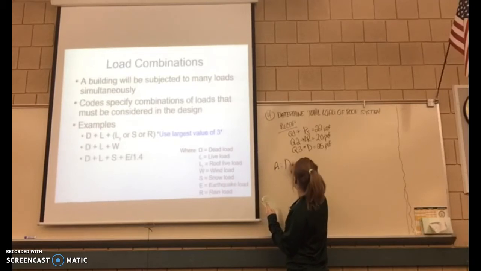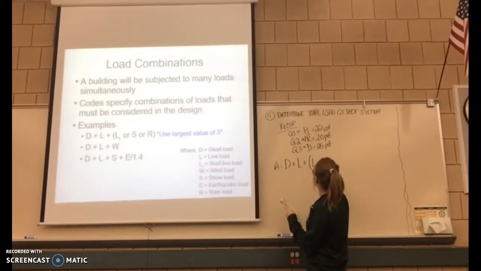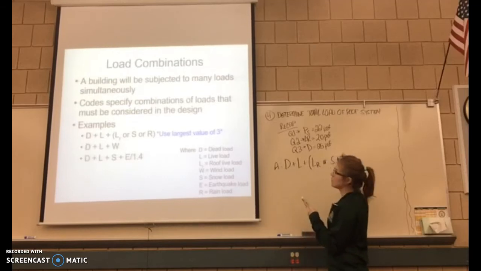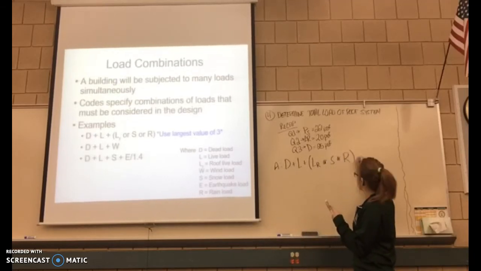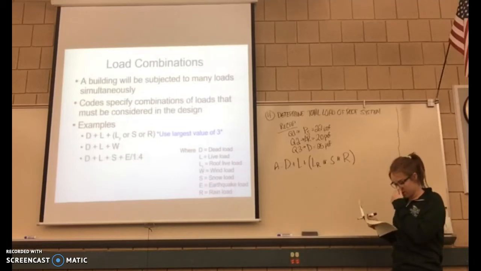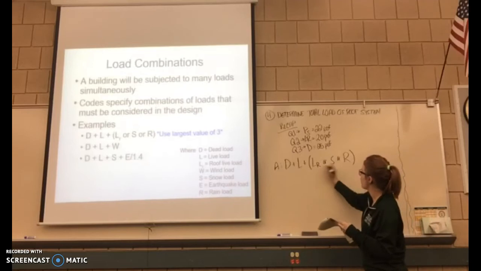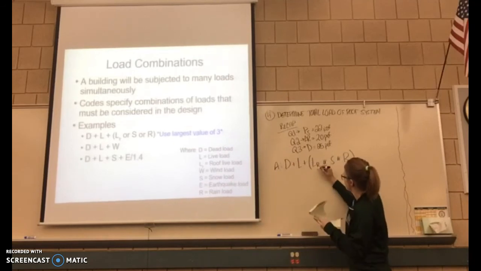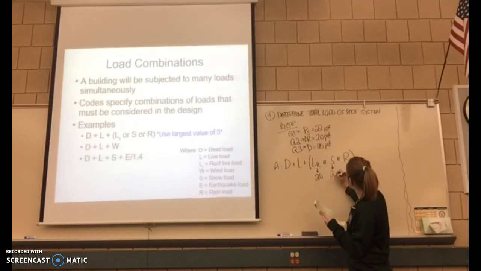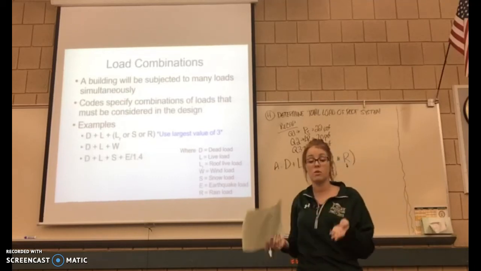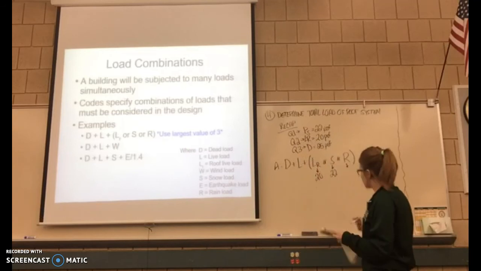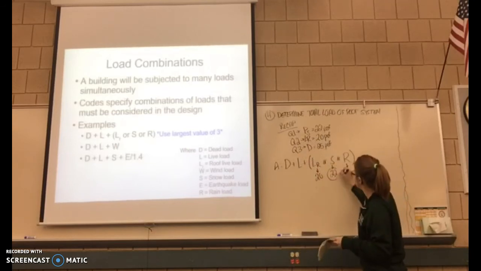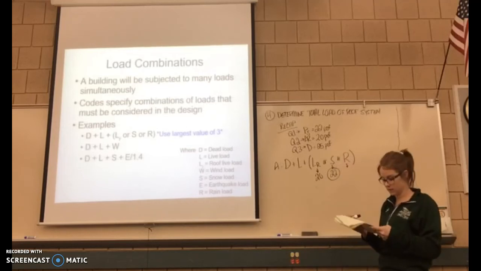Step A is dead load plus live load plus roof live load or snow load or rain load. We use all of those numbers, and now we need to figure out which one of these we are going to use, because you use the largest of those 3. We found out that our roof live load was 20 and our snow load was 22. We didn't calculate our rain load, but snow is heavier, so you automatically assume that. So we are going to say that our snow load is the greatest, so that is the load we will use in this equation.